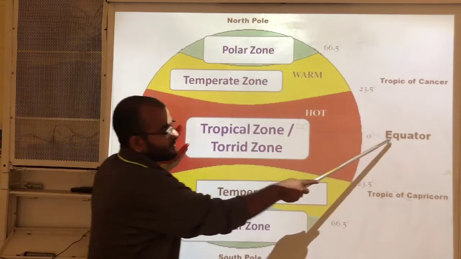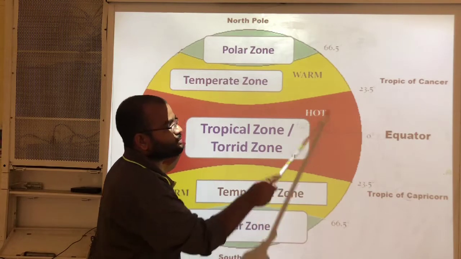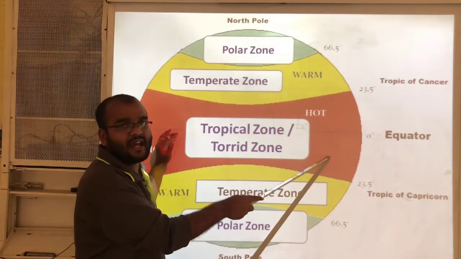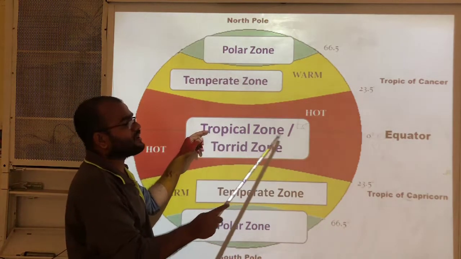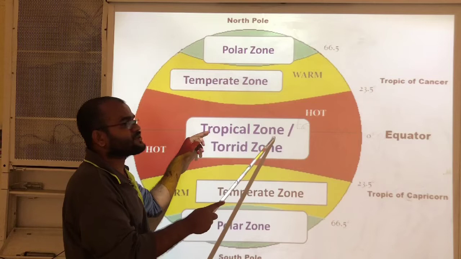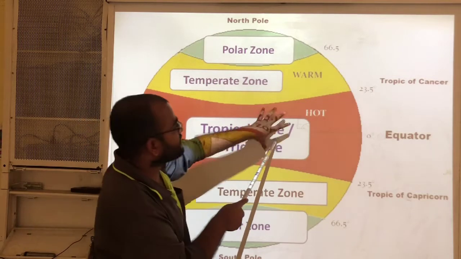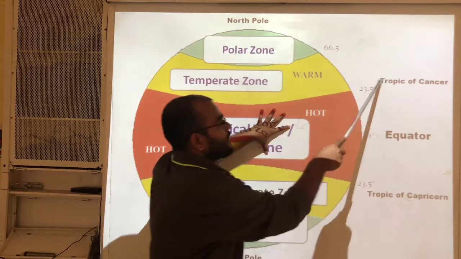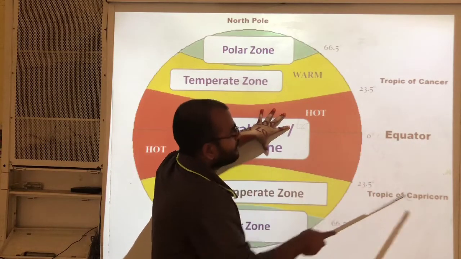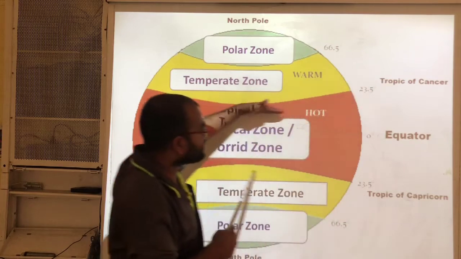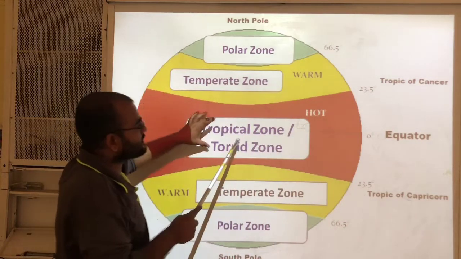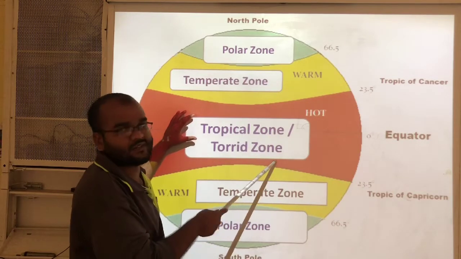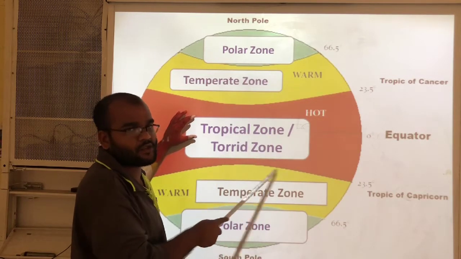See here, near the equator, temperature is more. That's why it is a hot region. This hot region has one name, the tropical zone. Why? Because this region is present in between the tropics, the Tropic of Cancer and Tropic of Capricorn. In the middle, this region is present. That's why this region is called the tropical zone or torrid zone also.